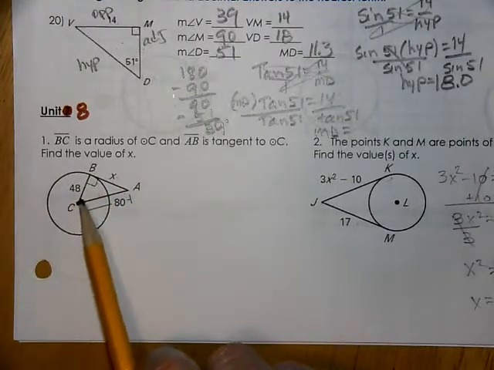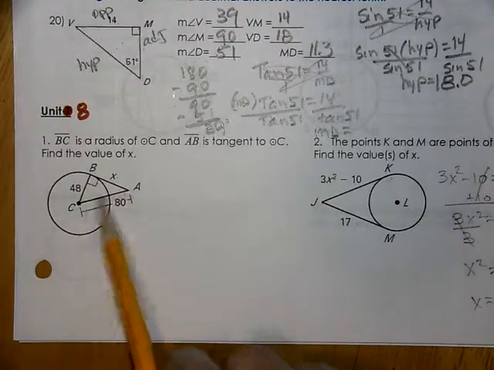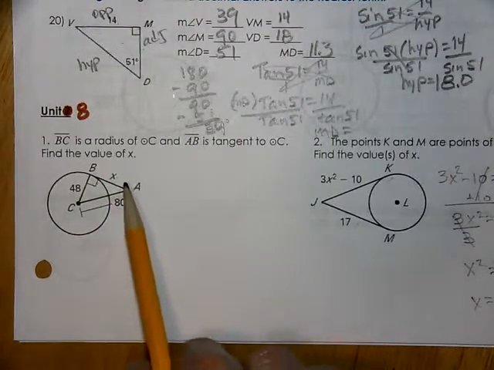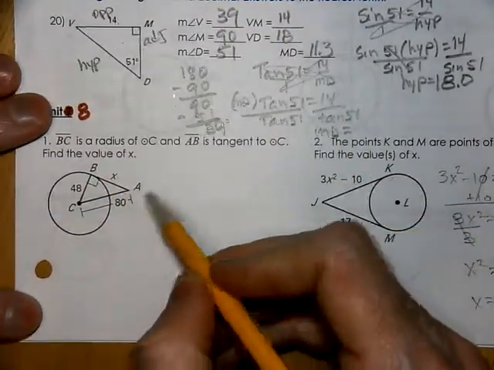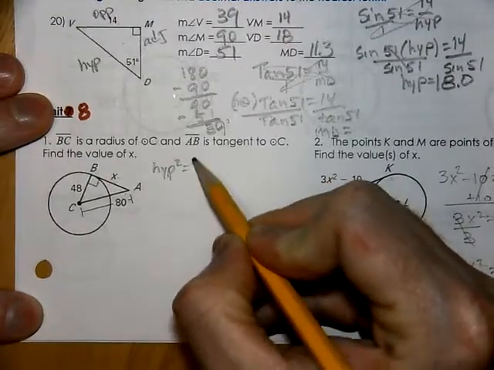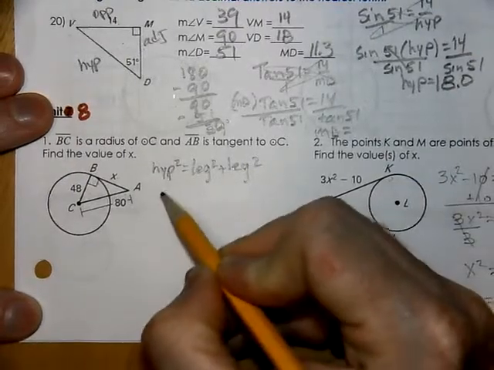In this case, we have a radius of 48. We have this total length from C to A to be 80. We're trying to figure out how long this tangent line is. Well, it forms a right triangle, so we can use hypotenuse squared equals leg squared plus leg squared.